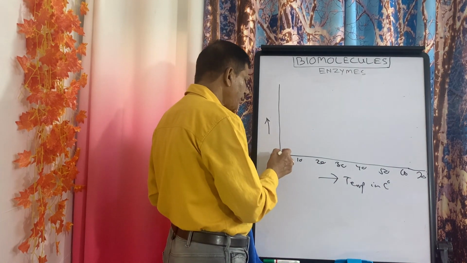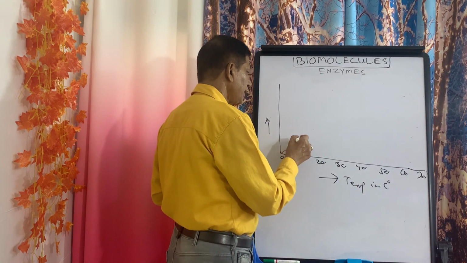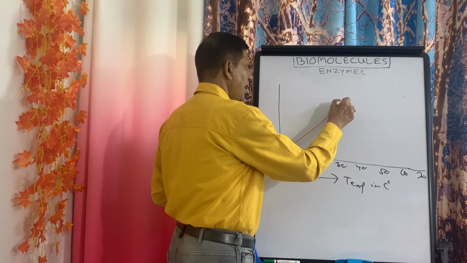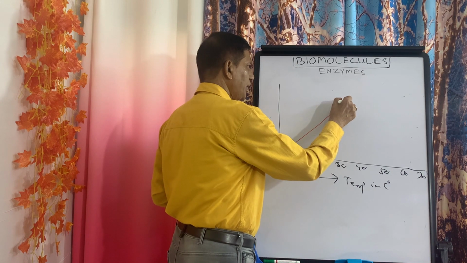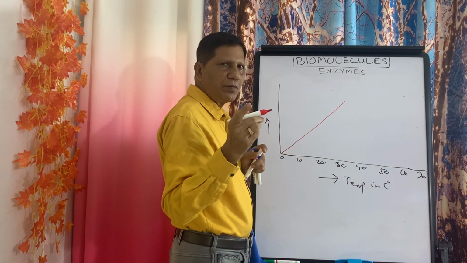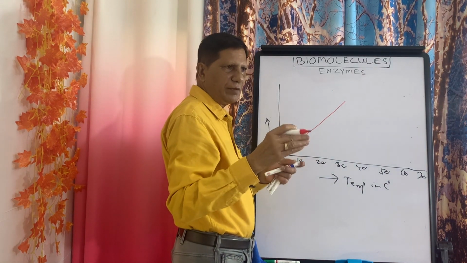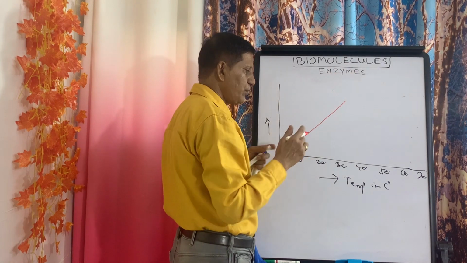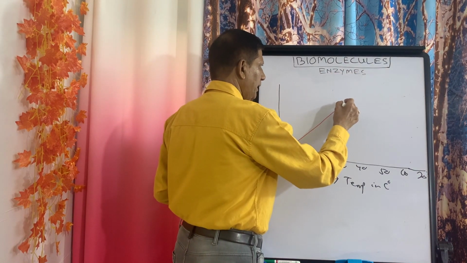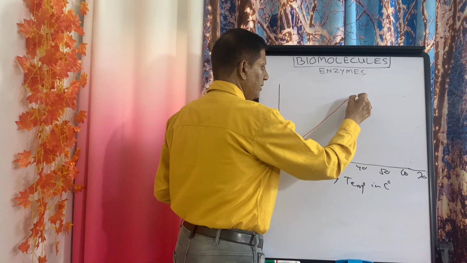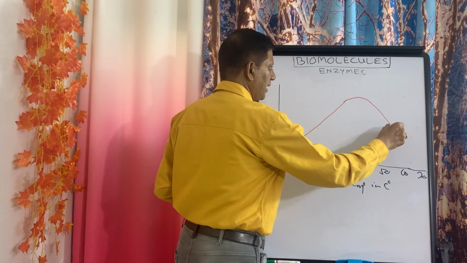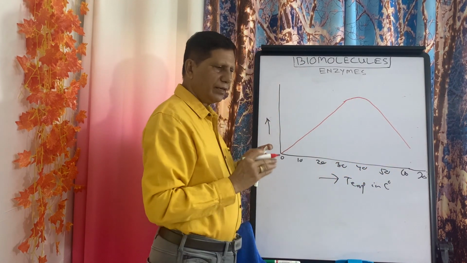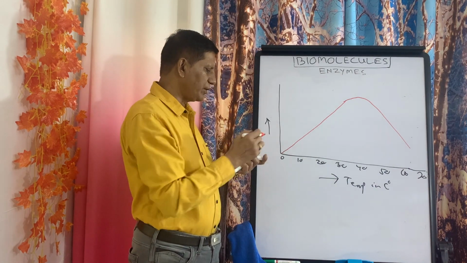Now with a rise in temperature, the rate of the reaction will go on increasing. To what extent it will increase depends upon the optimum temperature. It may be 30, 35, 40, but we have discussed 40 is the highest one. So up to 40 degrees centigrade it will increase, and after that it will gradually decline. That means slowly it will increase and then decline.